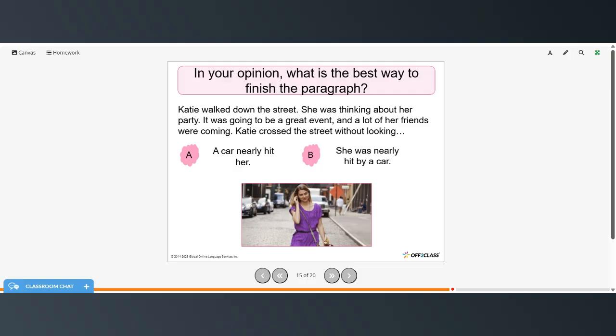So in your opinion, what is the best way to finish the paragraph? Katie walked down the street. She was thinking about her party. It was going to be a great event, and a lot of her friends were coming. Katie crossed the street without looking. So would you say a car nearly hit her, or she was nearly hit by a car? Well, if we use the given new contract, Katie is the given information, and so you would want to use she. She was nearly hit by a car, because the given information comes first, and so the she would refer back to Katie.